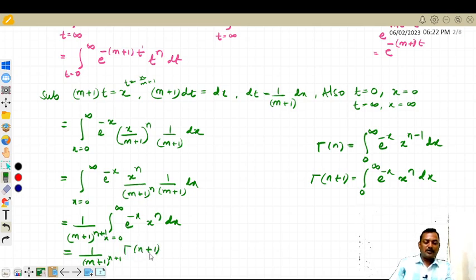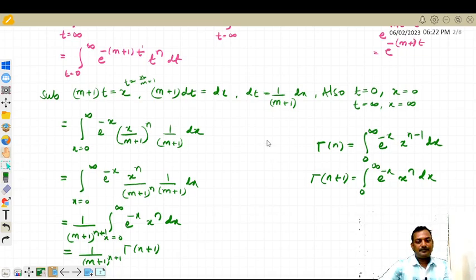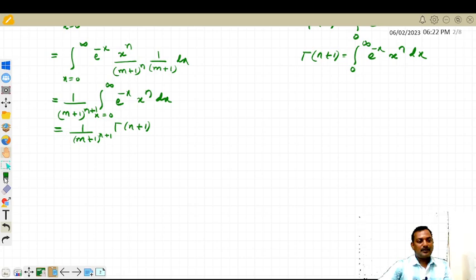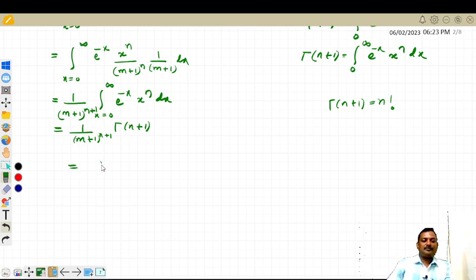Finally, we know that, students, one more property, that is gamma of n plus 1 is equal to n factorial. Therefore, it will become n factorial divided by m plus 1 whole raised to n plus 1, students.